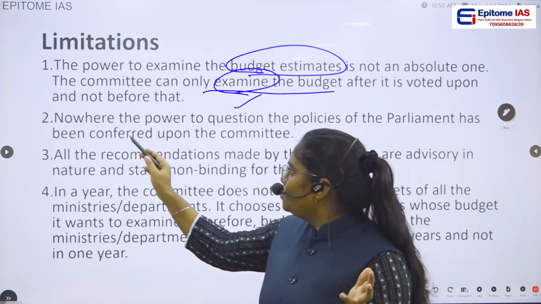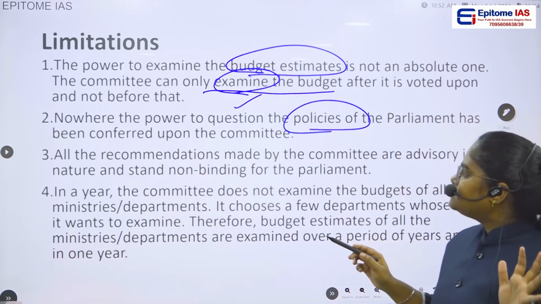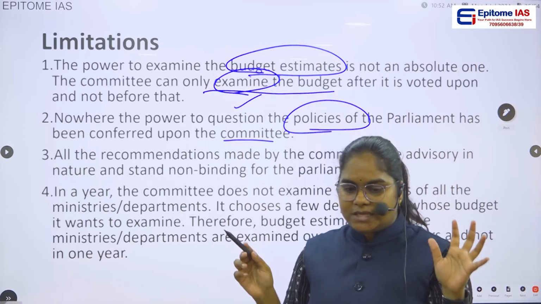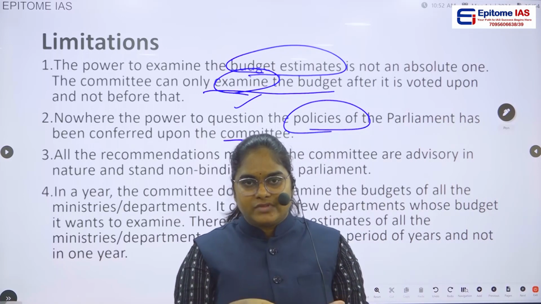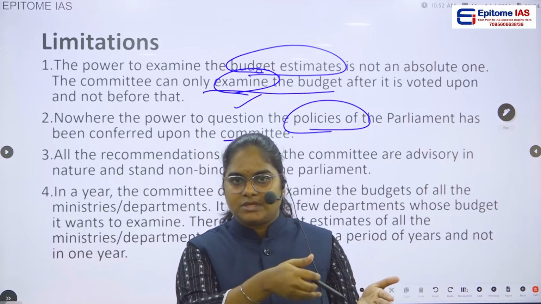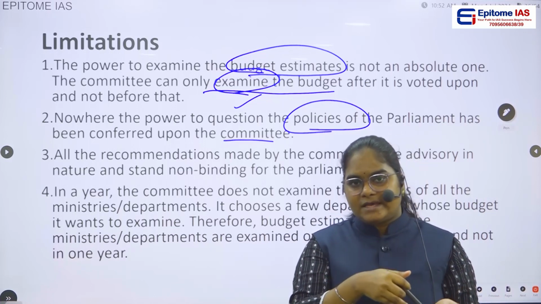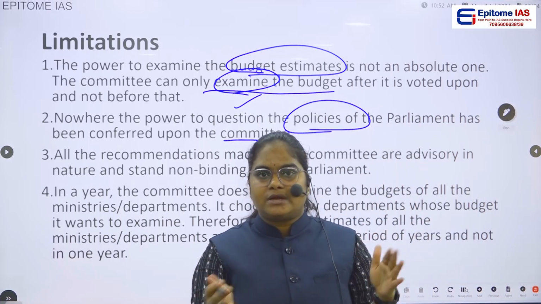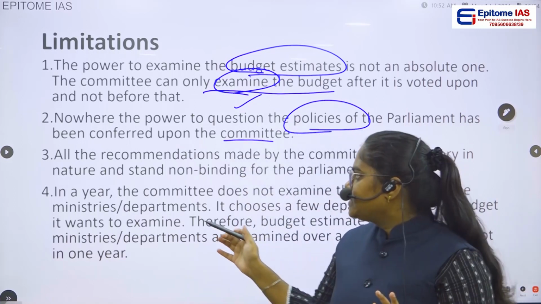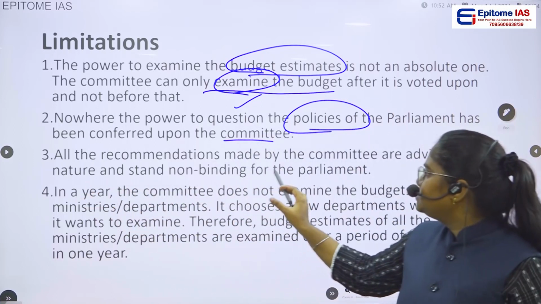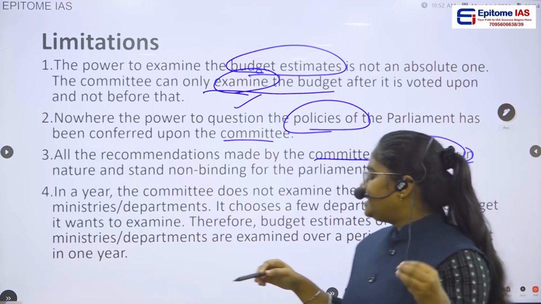Then nowhere has the power to question the policies of the government been conferred upon the committee. So the committee does not have the power to examine the policies of the government. It only has the power to examine the budget, and that too only after the budget is put to vote, not before the voting. The third point is that all the recommendations made by the committee are advisory in nature and not binding on the parliament.